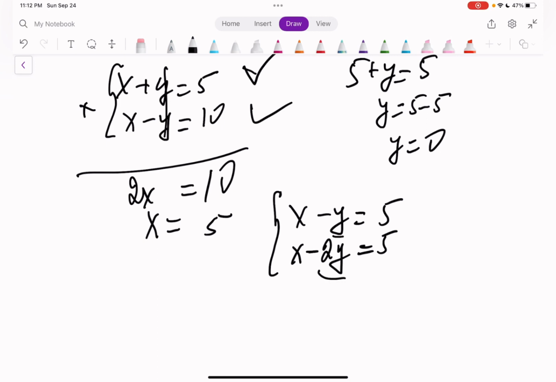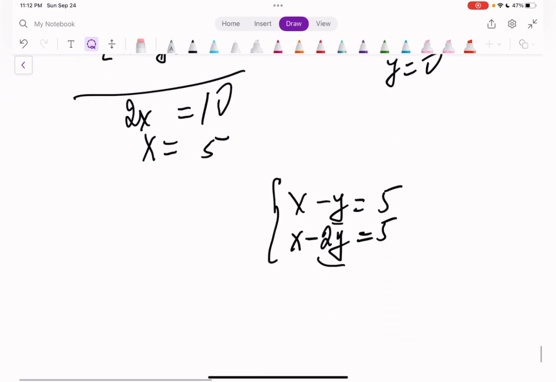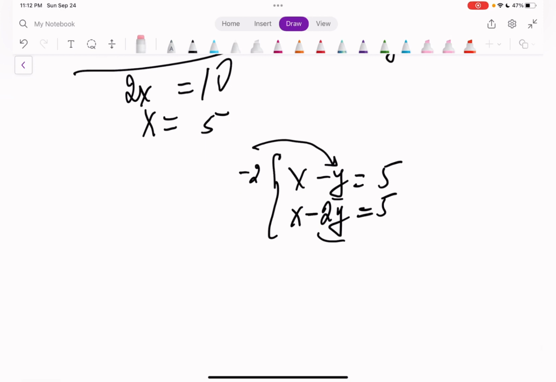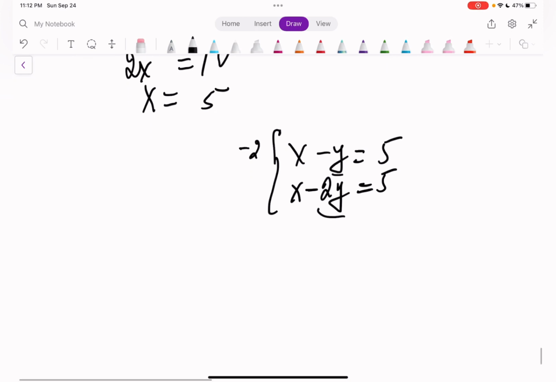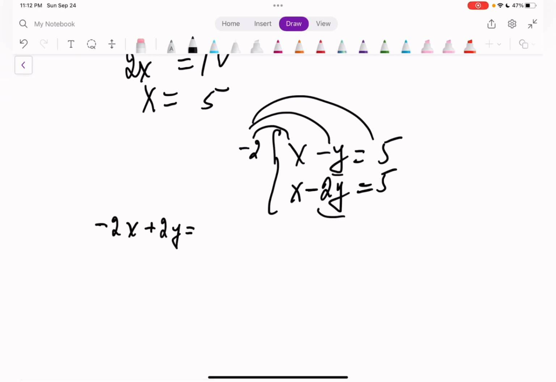I need to multiply by the first one. This y I need to multiply by negative 2. Because if I multiply by negative 2, this piece, I will get positive 2y. And with negative 2y, I can cancel. Okay, let's do it. The purpose is to make negative y as a positive 2y, but this negative 2 I have to distribute by every single term. And it will be negative 2x plus 2y equal 10, and then x minus 2y equal 5.